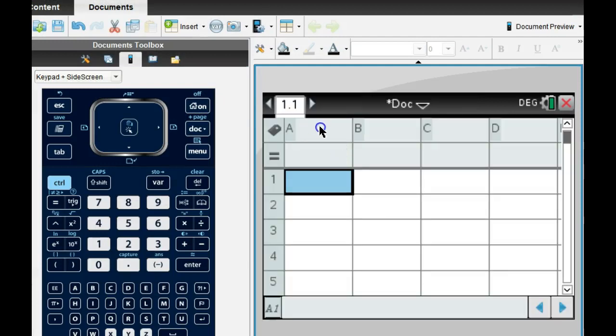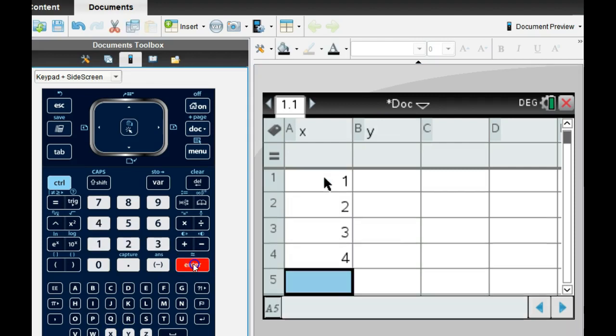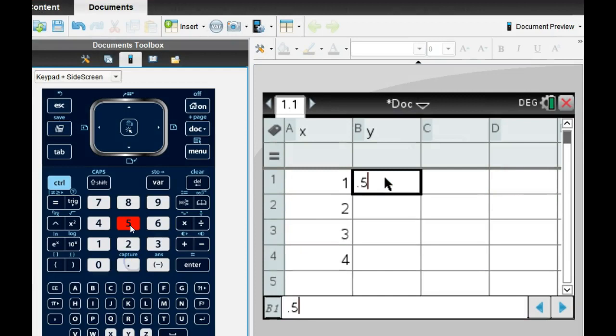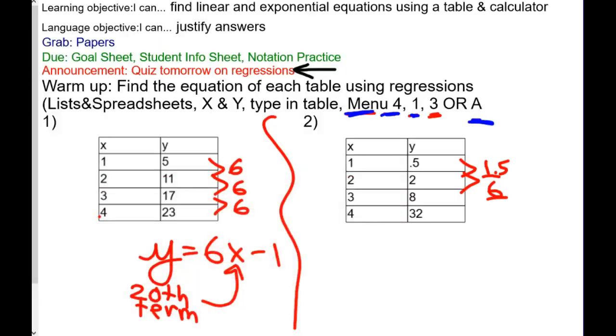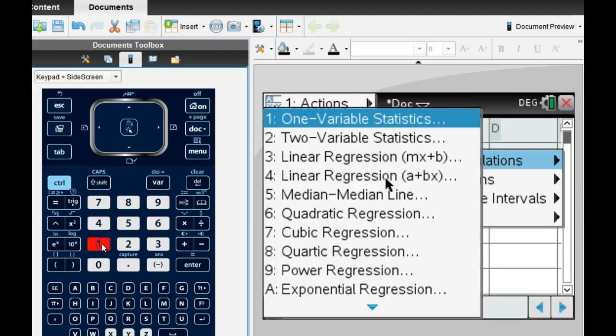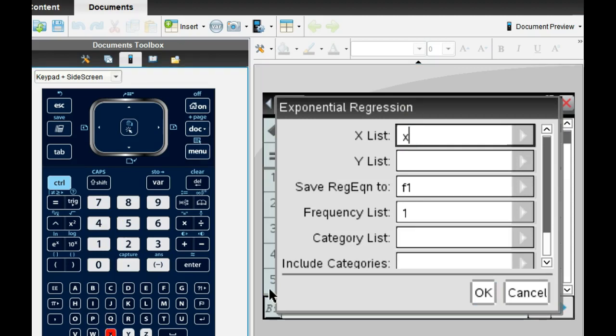Okay, list and spreadsheets. Don't forget X at the top and Y at the top. And we're going to do 0.5, 2, and 32. All right. Again, I have a blue box underneath the numbers. It's not linear. I'm pressing menu 41A for exponential. Menu 41A is exponential. X for X, Y for Y.